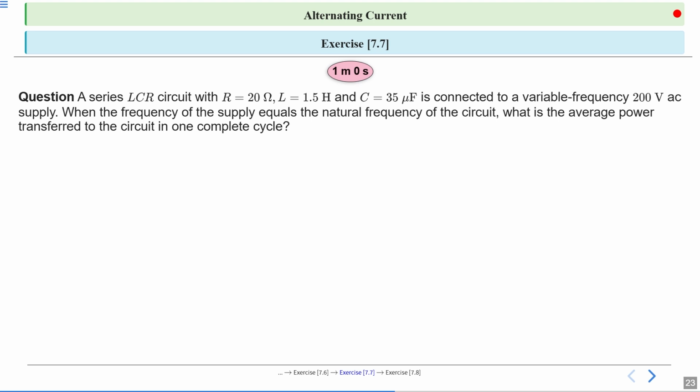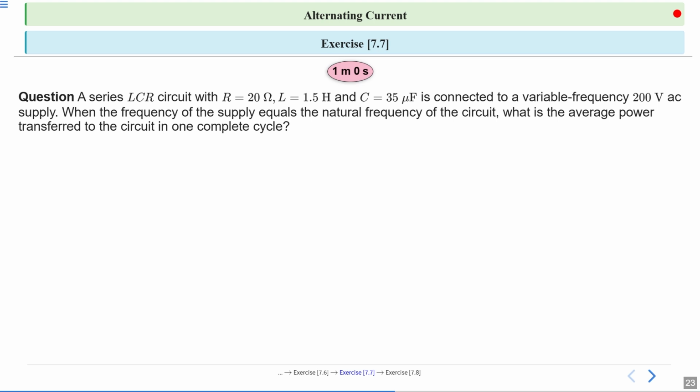So resistor R is equal to 20 ohm, L is equal to 1.5 henry, and C equal to 35 microfarad is given. When the frequency of the supply equals the natural frequency of the circuit, what is the average power transferred? So what is this condition? When the frequency of the supply equals the natural frequency of the circuit, this is resonance. At this frequency, current in the circuit becomes maximum and impedance becomes minimum. So this is the condition of resonance.